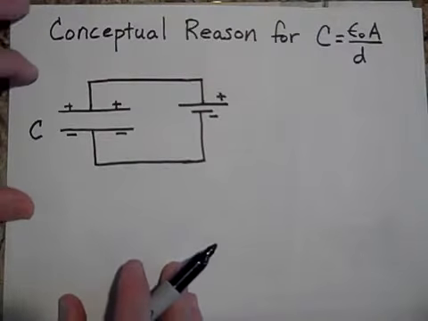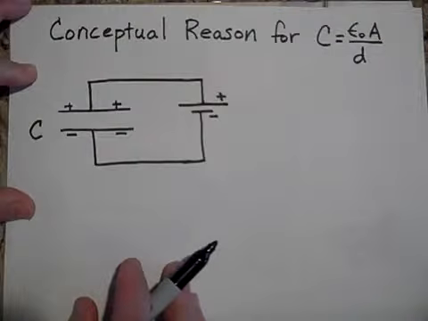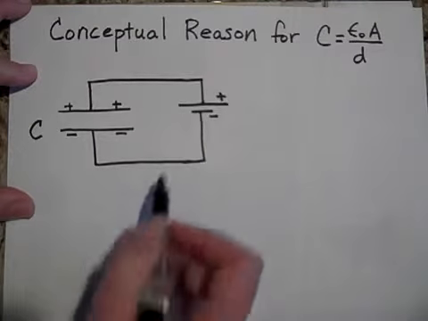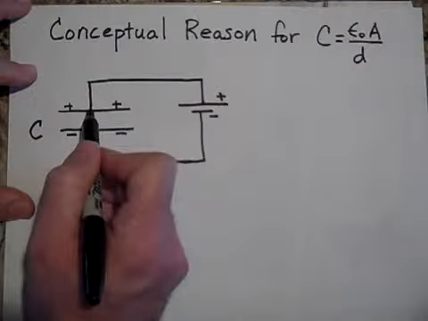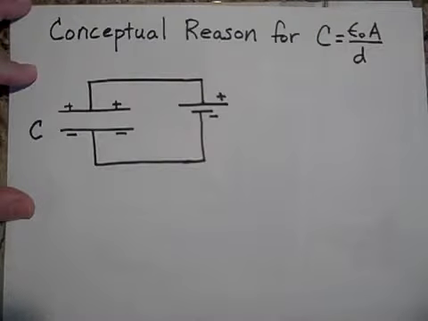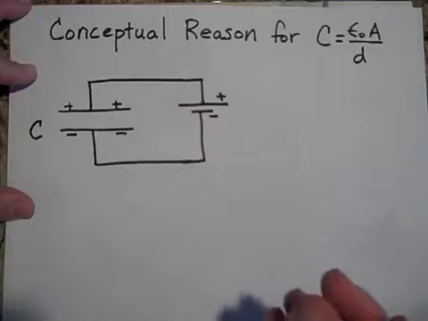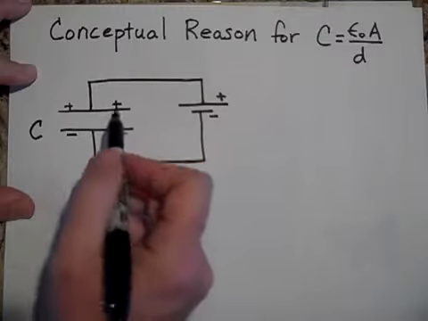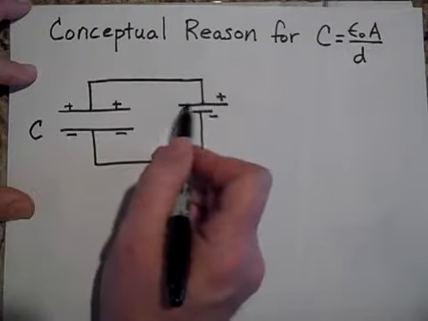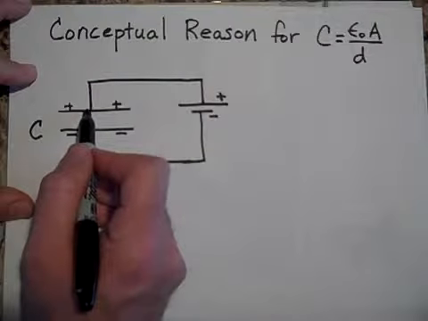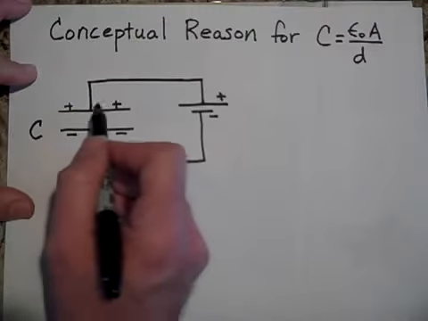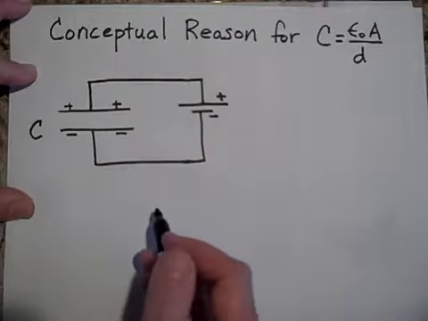So when will the charges stop moving? Well, when the voltage here is the same as the voltage there. That will happen in a nanosecond or even sooner, but it will happen very fast. They'll stop charging when the voltage here is the same as the voltage there. In other words, when these are at the same potential, no more charge will flow.